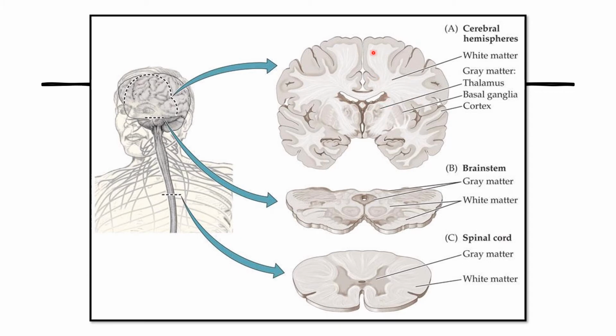Okay, so this is also a different section of the brain which would show you the thalamus, the basal ganglia, and of course the cortex. Okay, so ito, from the level of the spinal cord going up to the brain stem and then to the brain. So ganyan yung itsura niya. May mga tracts tayong mga tinatawag siya. Okay?